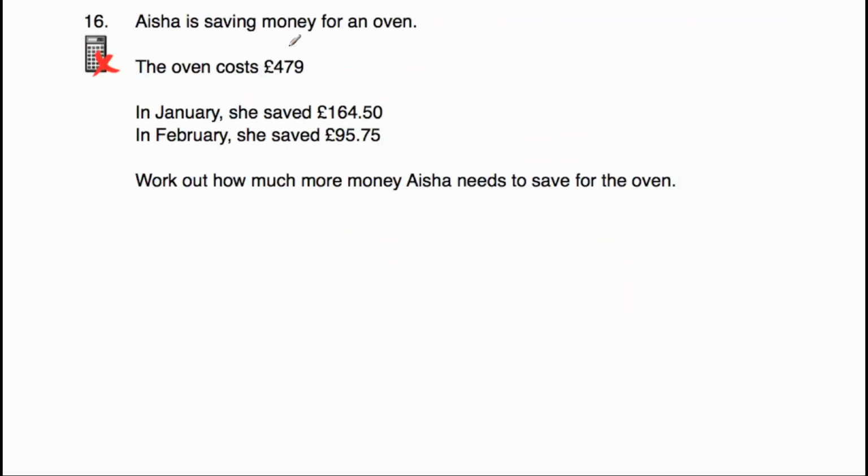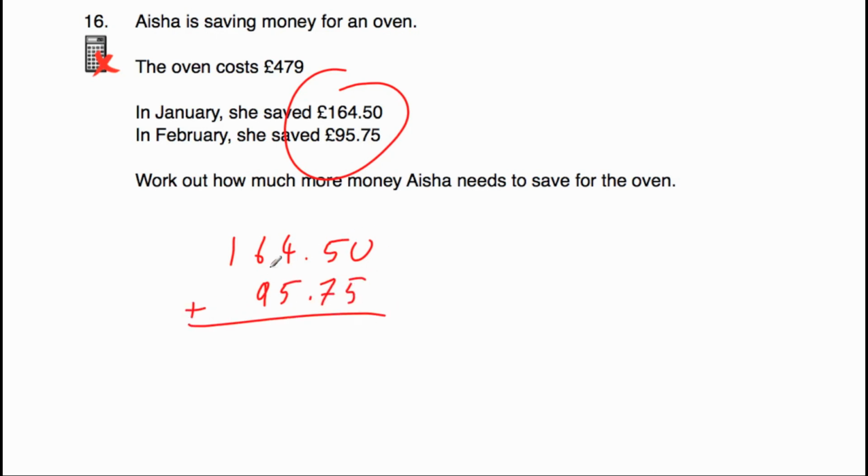Okay, let's have a look at our next question. Question number 16. Aisha is saving money for an oven, and the oven costs £479. In January she saved £164.50, and in February she saved £95.75. How much more money does Aisha need to save for the oven? So let's add together how much she saved so far to see how much she saved in total. So let's do our £164.50 and our £95.75, and let's add those together to see how much money she saved.